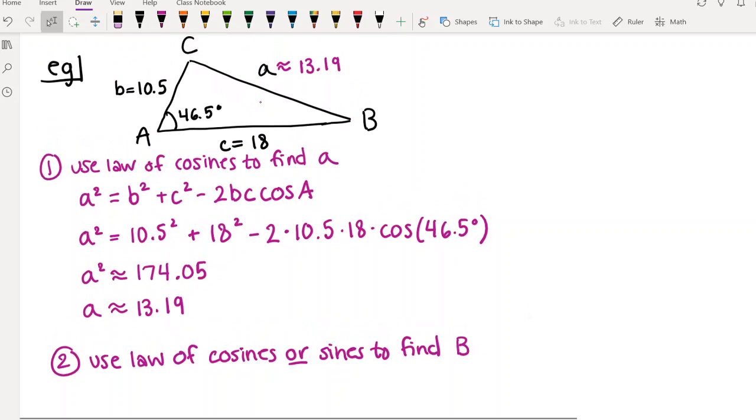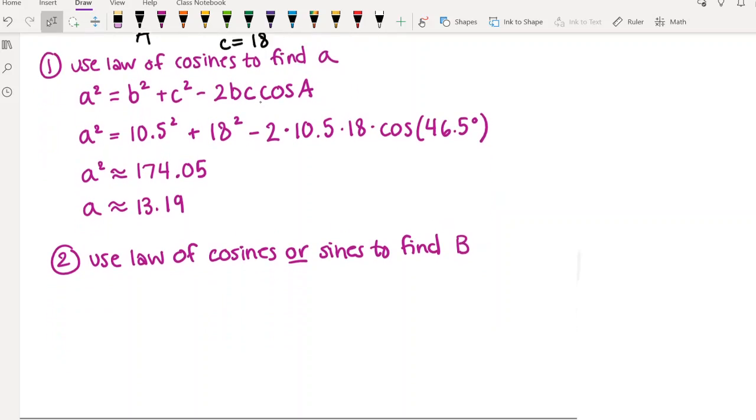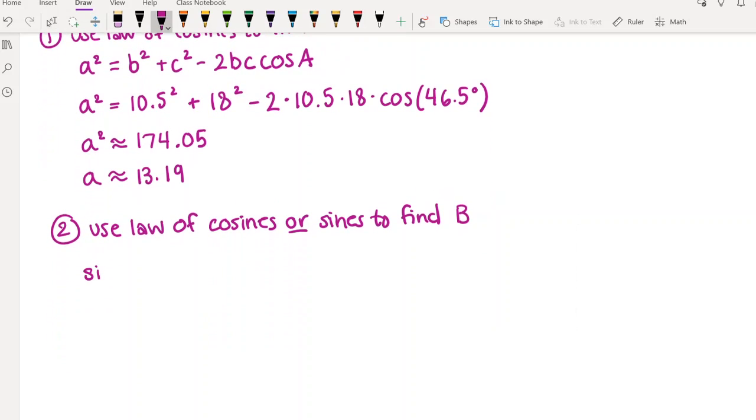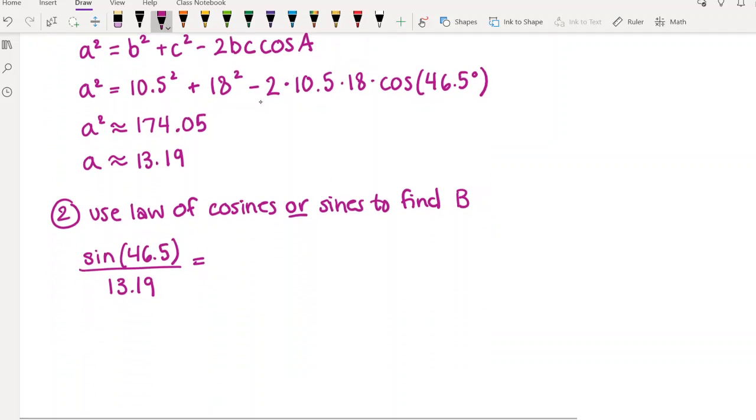And the reason I'm going to do it with the law of sines right now is that I want to wait until the next example to see how it goes to find an angle using the law of cosines, just because it's a little bit different than using it to find a side. So now that we have all this, we can go back to law of sines. So we can say sine of 46.5 over 13.19 is equal to, and we're trying to find angle B, so sine of B over 10.5.